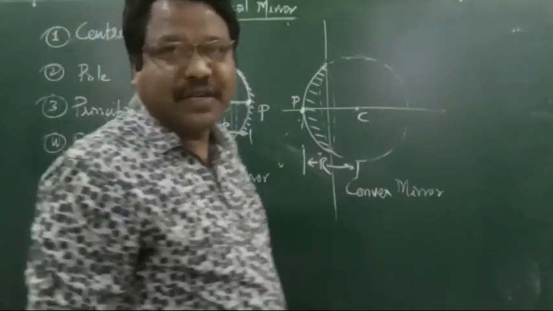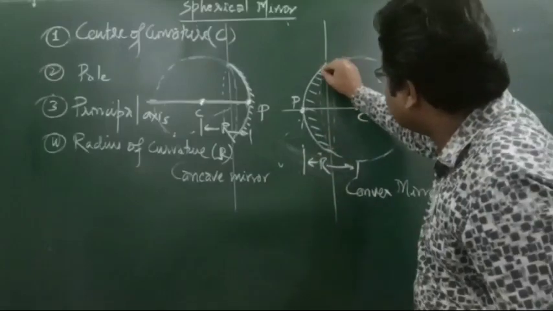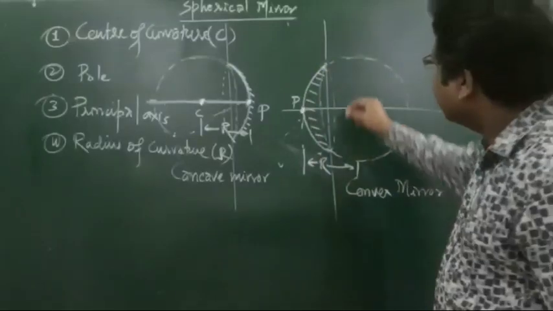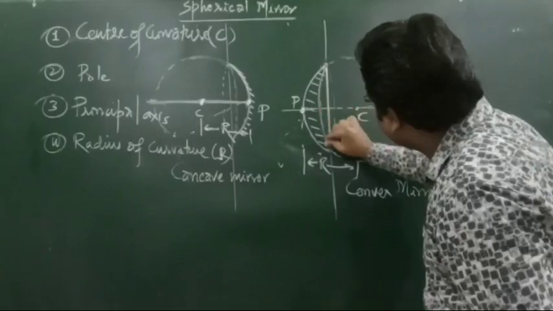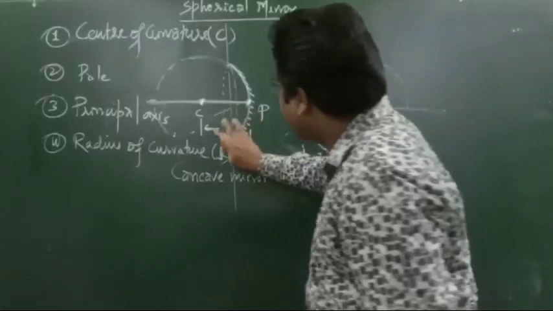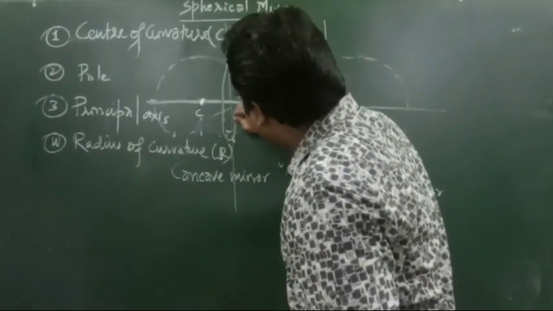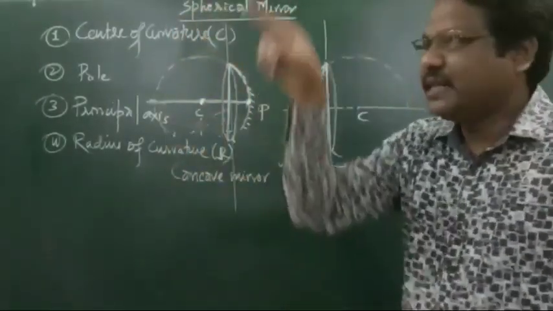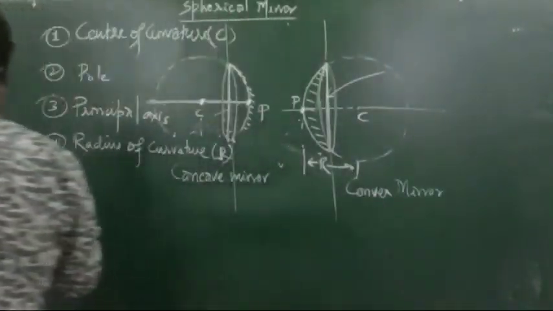Aperture. It is a very basic term. What is an aperture? I told you that when you think of this mirror, it is actually circular. Its section is circular. The diameter of this circular section of the mirror is called the aperture. So the next terminology is aperture.